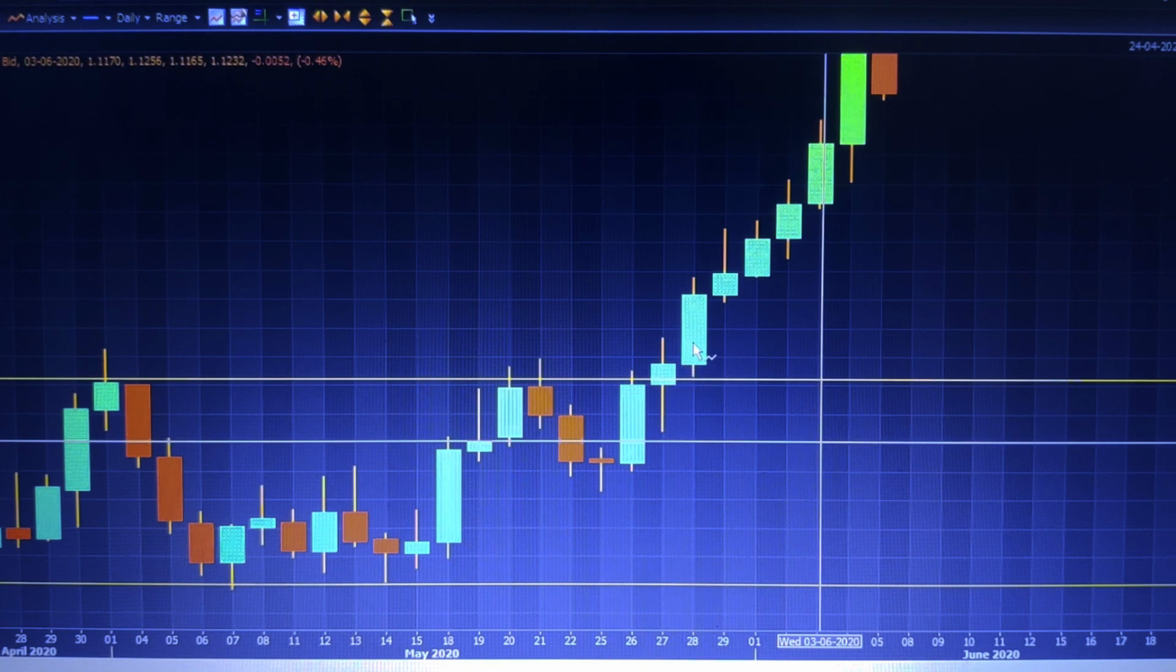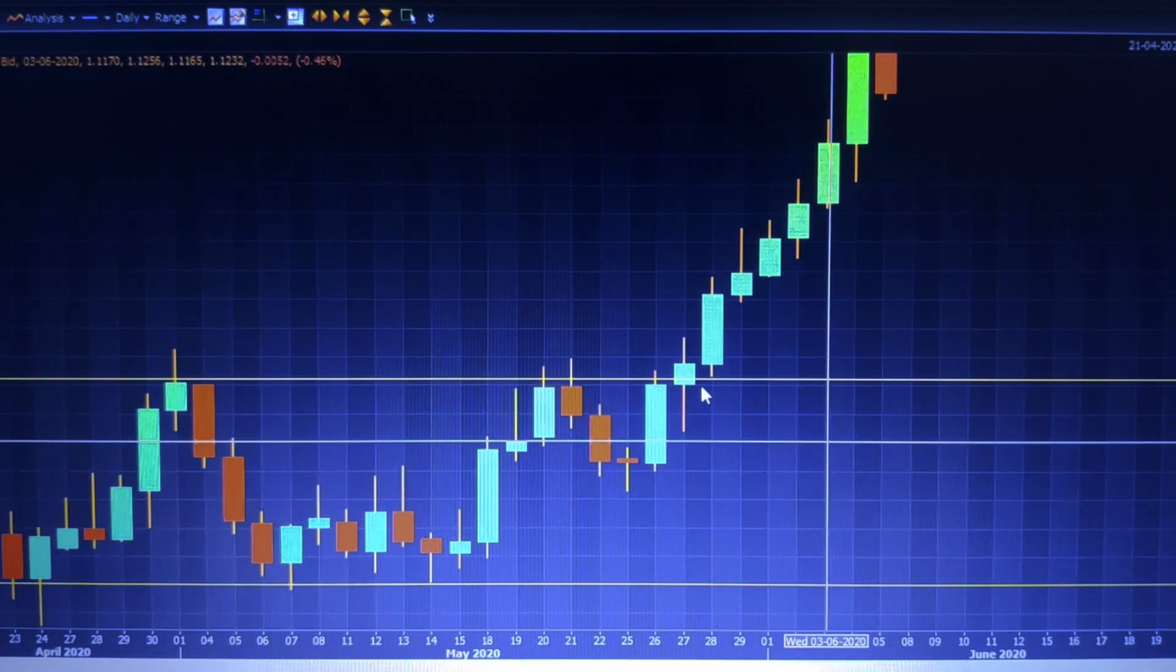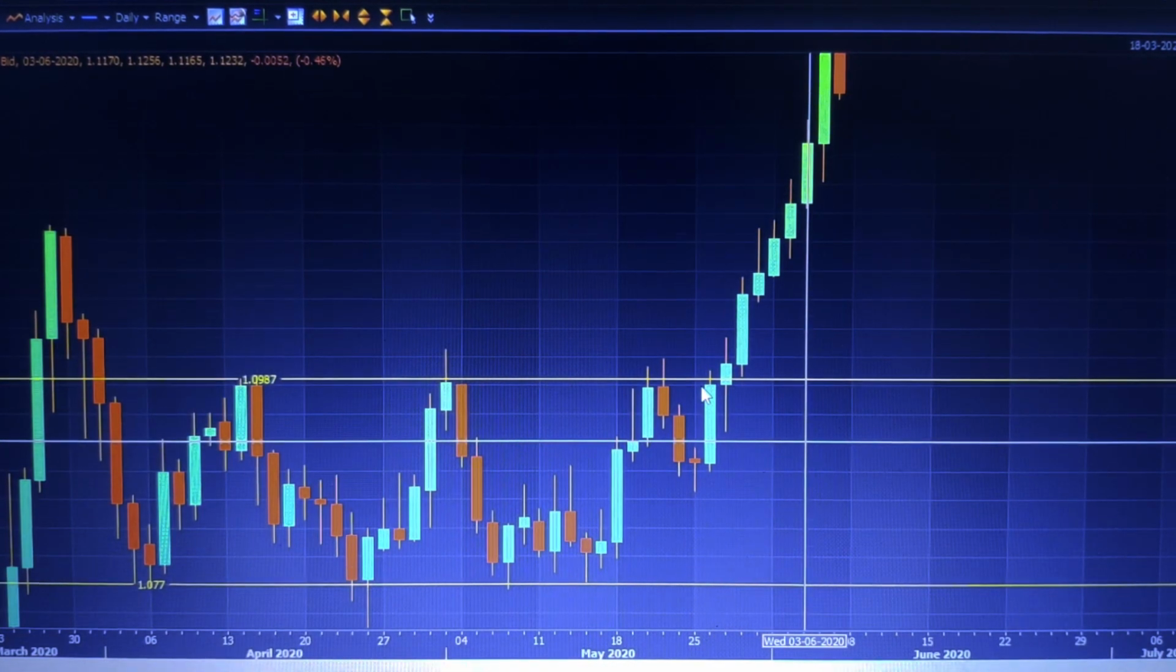If you are waiting for confirmation, suppose you are not taking this as the confirmation, you can also consider this. But if you are looking for a confirmation like this, then it shows opening and closing above the resistance level, that is clearly an indication of a resistance level technical breakout.